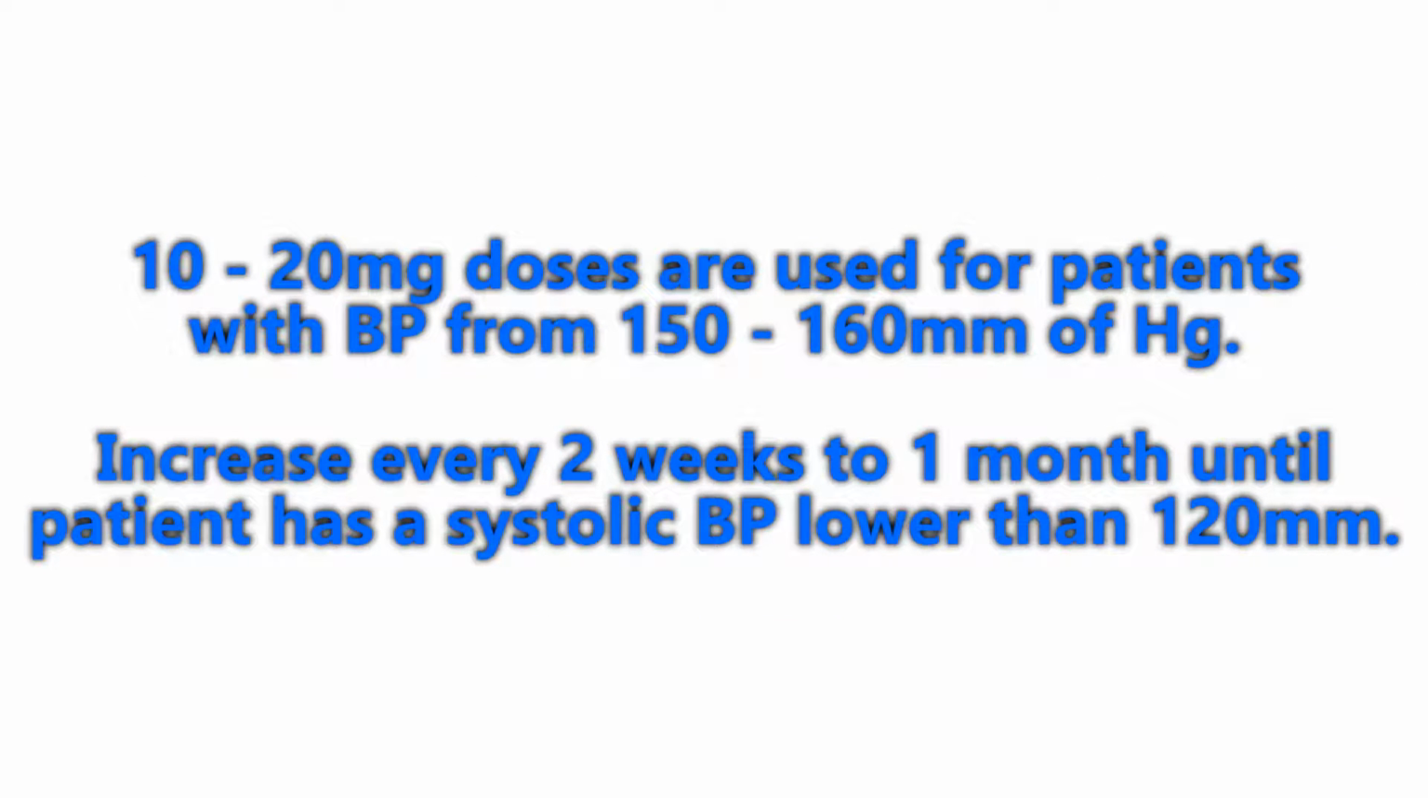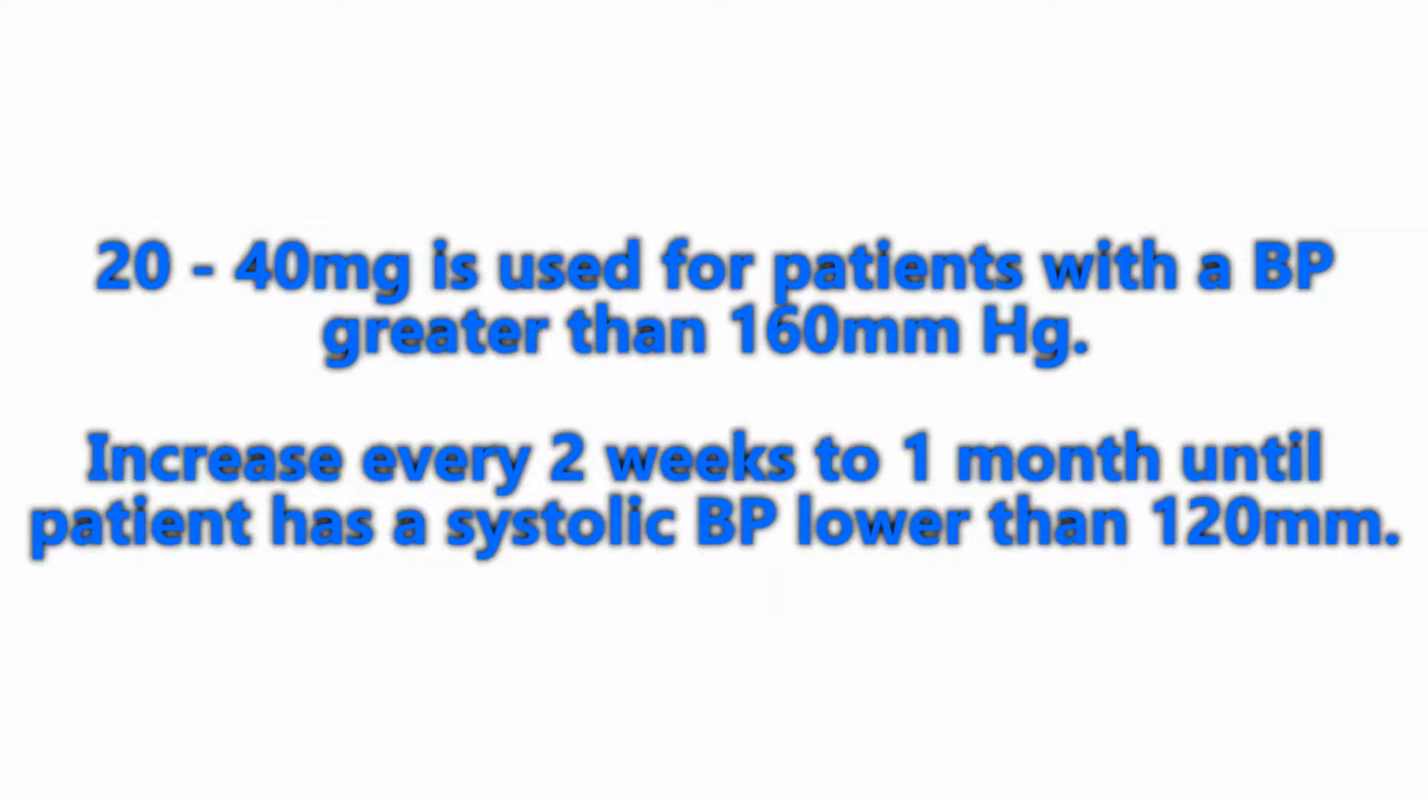The 10 to 20 milligram dose is used for patients with a blood pressure of 150 to 160 millimeters of mercury. And again, you'd increase that every 2 weeks to 1 month until the patient's systolic blood pressure is lower than 120 millimeters of mercury. The 20 to 40 milligram dose is used for patients with a blood pressure greater than 160 millimeters of mercury. And you increase that every 2 weeks to 1 month until the blood pressure, again, gets to goal of 120 millimeters of mercury.